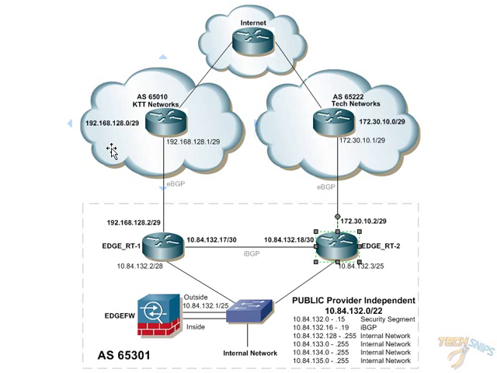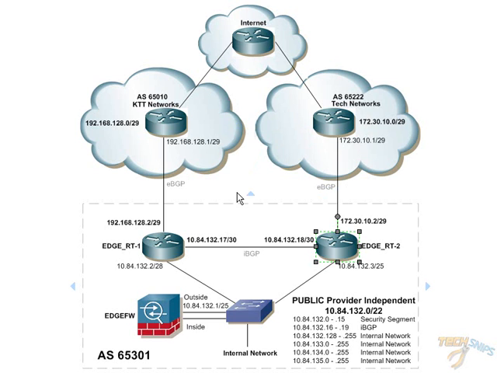For our inbound traffic, we're going to prefer the 10.84.132.0 network and the 10.84.133.0 network to come in through KTT networks, and the 10.84.134.0 and 10.84.135.0 networks to come in through TEC networks. As for redundancy and failover, if any one of these ISP circuits fails, then the other ISP connection would take over the affected routes with minimal downtime.